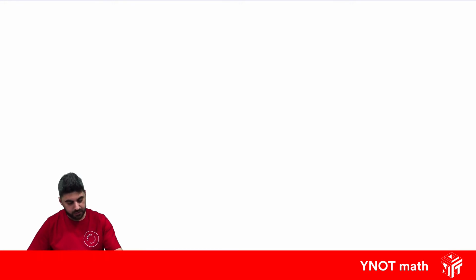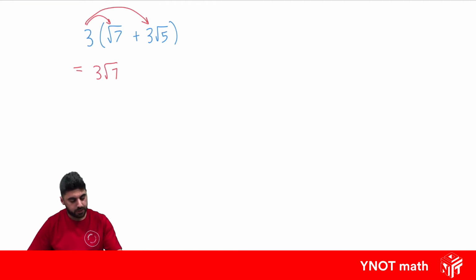So we may even have to look at expanding brackets when we multiply surds. So we've got 3 outside of root 7 plus 3 root 5. So we need to multiply that term out the front by every term inside. 3 times root 7 is just 3 root 7. 3 times 3 root 5 gives us 9 root 5. We just multiply the numbers out the front.